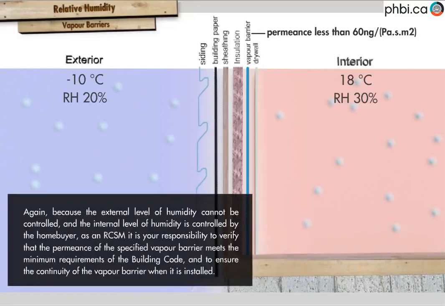Again, because the external level of humidity cannot be controlled, and the internal level of humidity is controlled by the home buyer, as an RCSM, it is your responsibility to verify that the permeance of the specified vapor barrier meets the minimum requirements of the building code, and to ensure the continuity of the vapor barrier when it is installed.